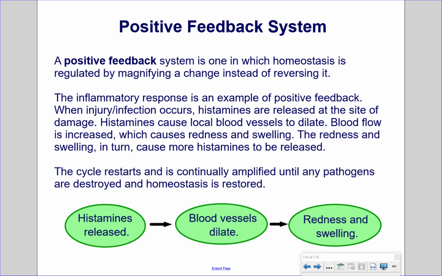Positive feedback system. A positive feedback system is one in which homeostasis is regulated by magnifying a change instead of reversing it. The inflammatory response is an example of a positive feedback mechanism. When injury or infection occurs, histamines are released at the site of damage. Histamines cause local blood vessels to dilate. Blood flow is increased, which causes redness and swelling. The redness and swelling, in turn, causes more histamines to be released. The cycle restarts and is continually amplified until any pathogens are destroyed and homeostasis is restored.